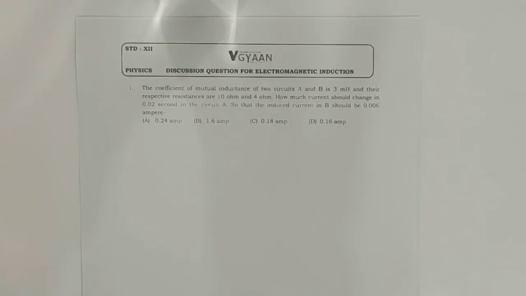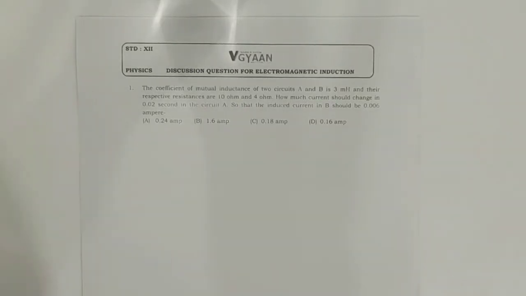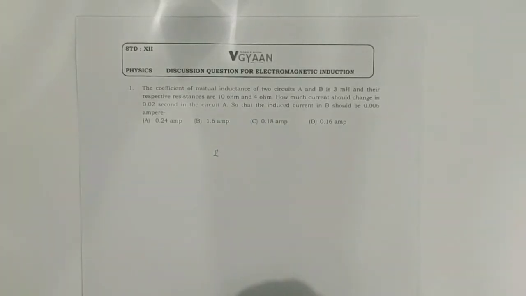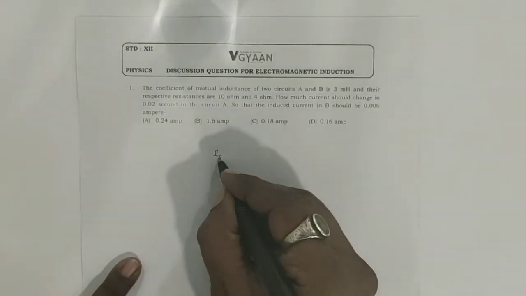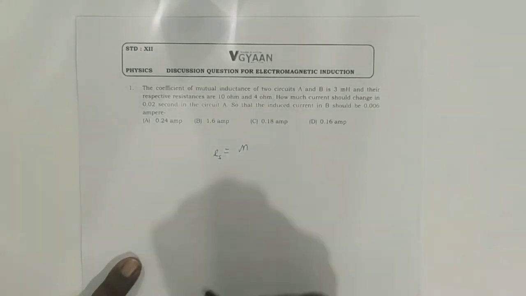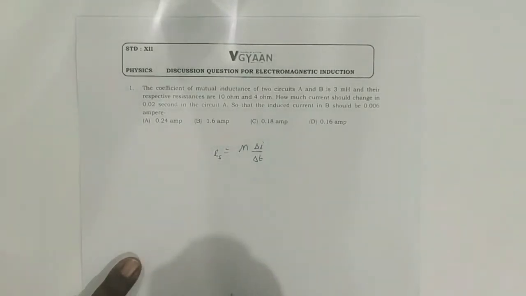be 0.06 ampere? Students, please understand that the induced current is always in the secondary coil and they are asking us how much current should change in the primary coil so that we get this kind of current in the secondary or the output coil. Always remember, the current in the secondary coil is because of the EMF that is induced in the secondary coil. The EMF induced in the secondary coil is given by the formula coefficient of mutual inductance into delta I by delta T. We are not putting the minus sign because we are only interested in the magnitude.